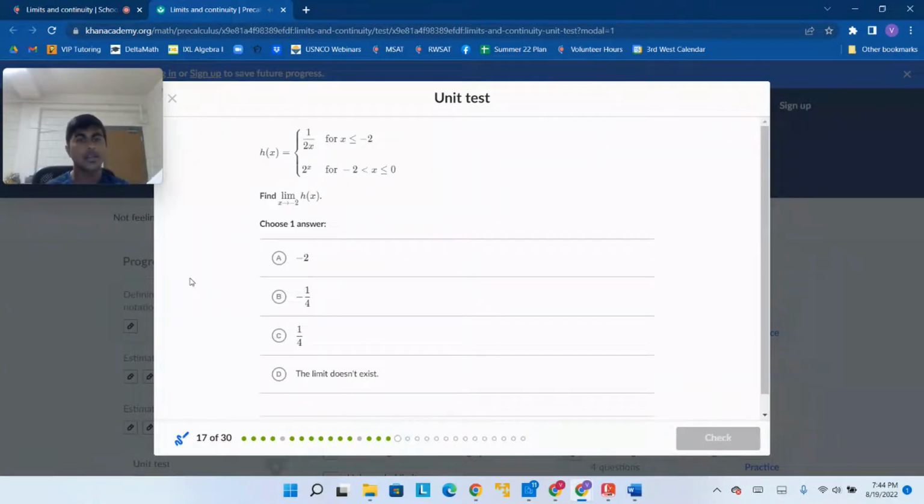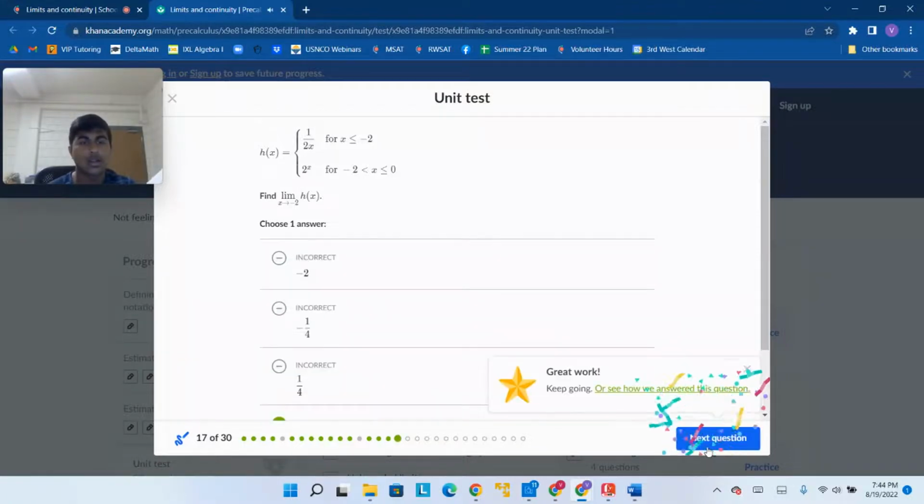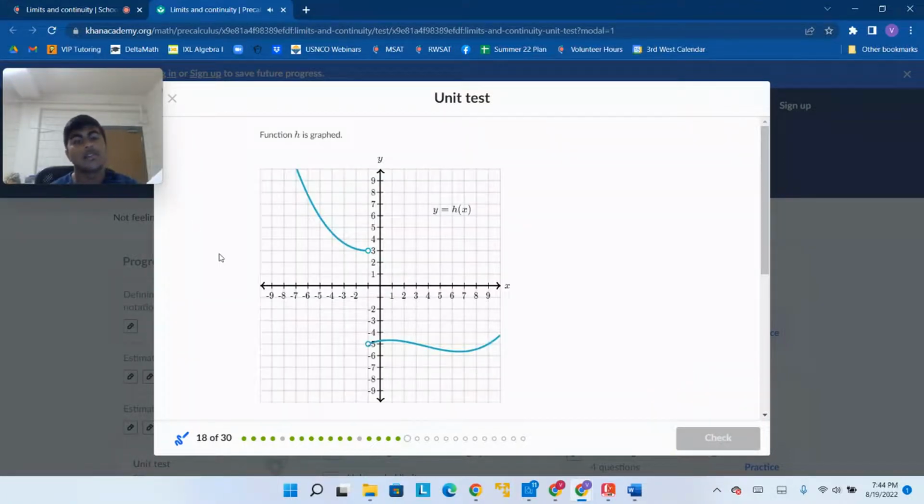All right. Here we are. h of x equals 1 over 2x for x less than or equal to -2, and 2 of x for -2 to 0. At x approaching -2, we're going to plug this in. The first one is going to be -1/4. The second one is going to be 1/4. So the limit doesn't exist because they're different on both sides. You have a discontinuity, a jump discontinuity. Limit doesn't exist. That doesn't work. All right, let's keep going. Function h is graphed.